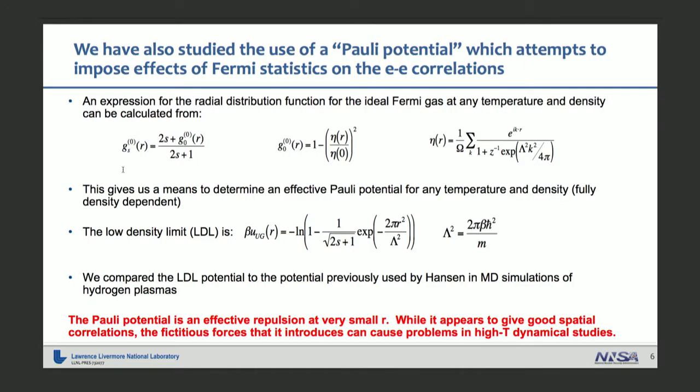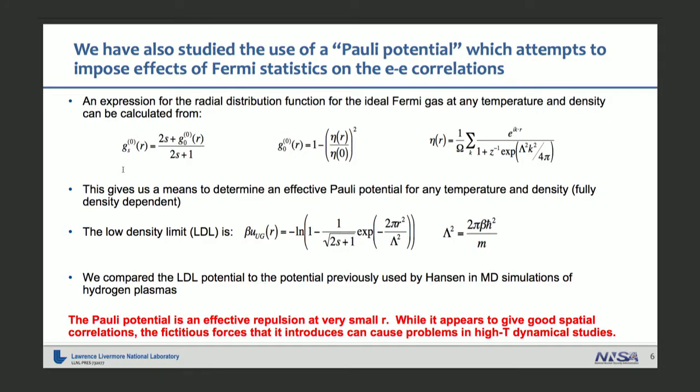Now, the other thing that you have to worry about with electrons is the Pauli exclusion principle. The interesting thing about it is that it says that two particles can't get within a certain radius of each other. In a classical picture, you would think of that as an effective repulsion. In fact, if you derive from the Thomas-Fermi equation what an effective Pauli potential looks like, it does look like an effective repulsion at short distance. Using this kind of Pauli potential, we observed that we could get good spatial distributions of electrons in plasmas when we compared to quantum calculations.